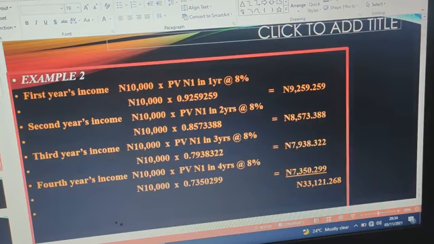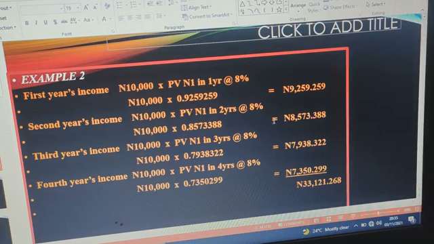Example 2. First year's income: N10,000 x PV N1 in 1 year at 8%. N10,000 x 0.9259259 equals N9,259.259. Second year's income: N10,000 x PV N1 in 2 years at 8%. N10,000 x 0.8573388 equals N8,573.388.